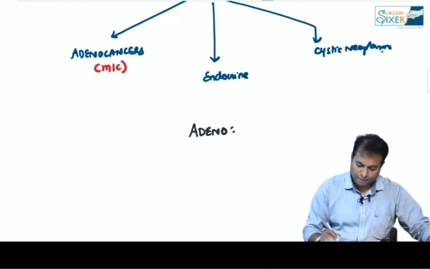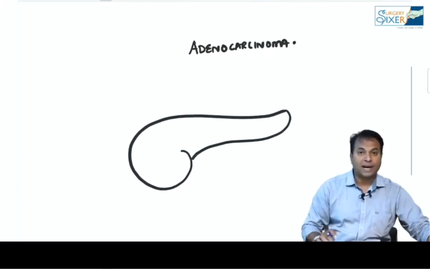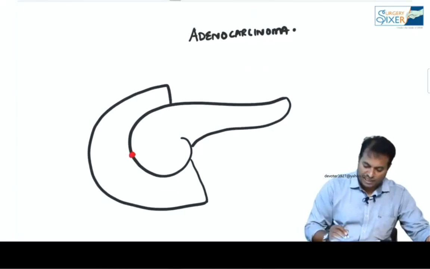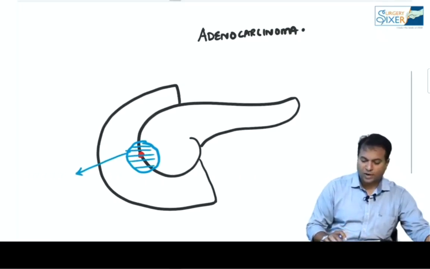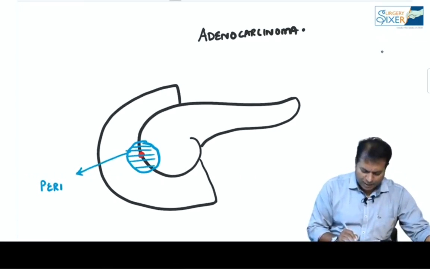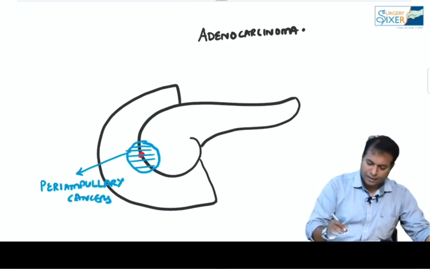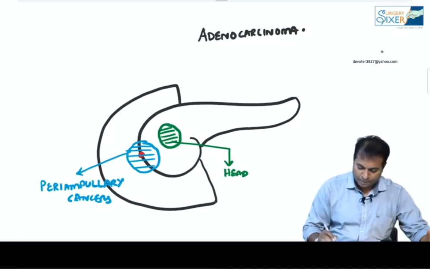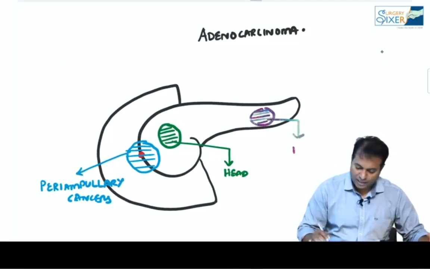Adenocarcinoma in the pancreas can happen in the following places. Please don't forget them. This is the pancreas and the duodenum. You can get cancer of the pancreas within 2 cm of the ampulla, within the radius of 2 cm of the ampulla. This tumor is known as periampullary cancer. We can also get cancer in the head of the pancreas, and then in the body and tail.